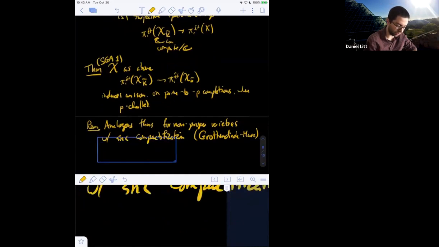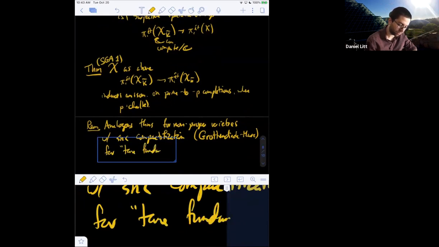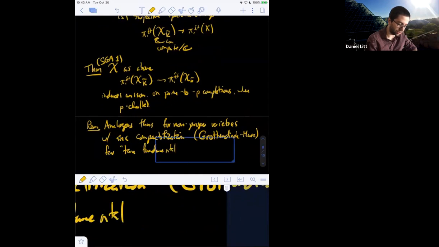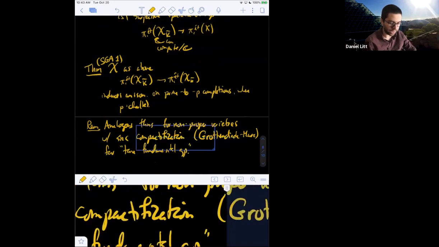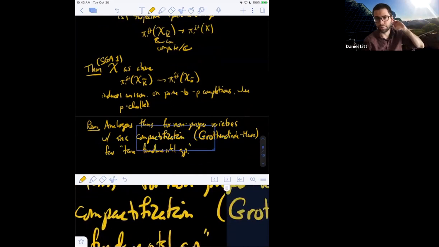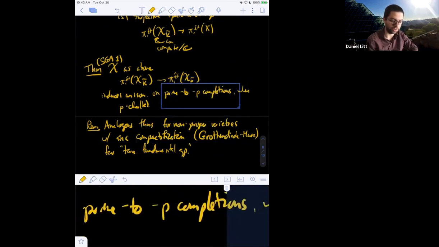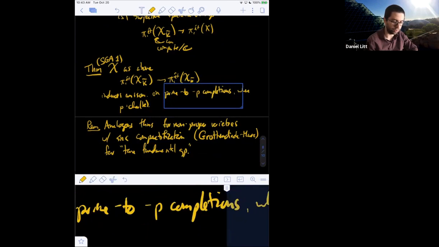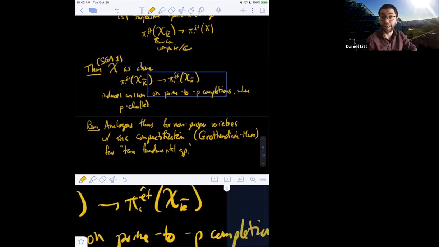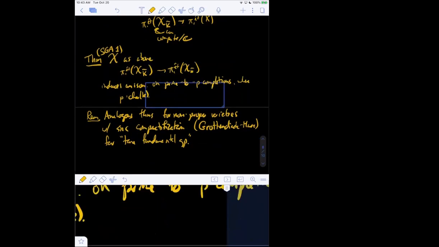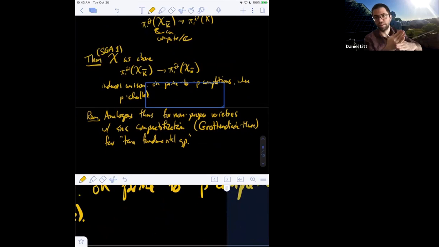There are analogous theorems for this for the so-called tame fundamental group. This is a group associated to the category of finite étale covers of X which are tame along the boundary of a simple normal crossings compactification, and more or less everything I've said. If one replaces this prime-to-p completion, one gets a surjection onto the tame fundamental group. What is a simple normal crossings compactification? It étale locally looks like the coordinate planes in affine space.